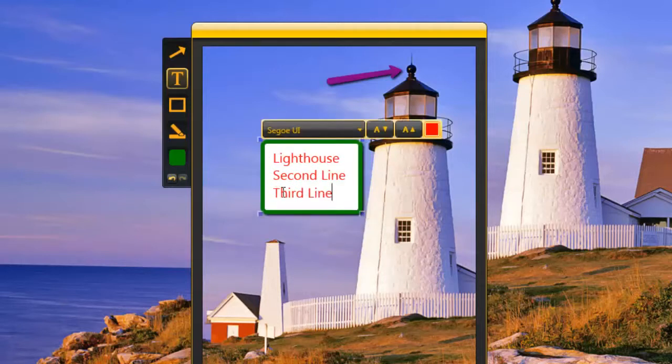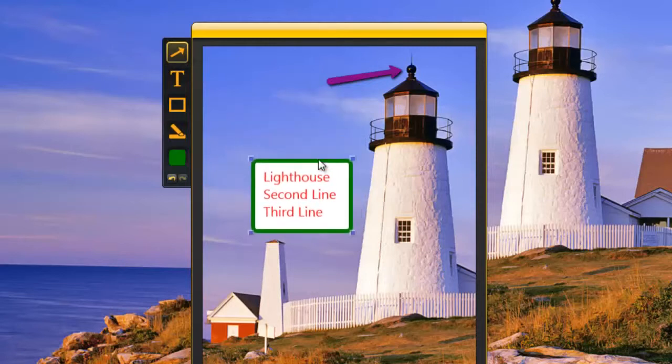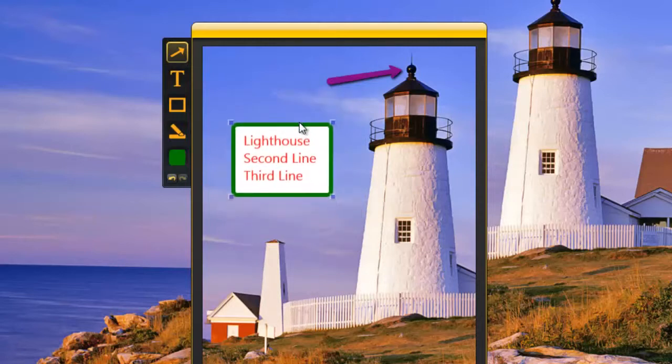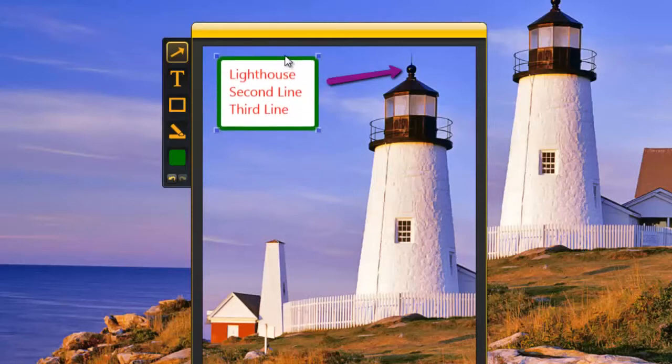But we do have a green box, but notice the default color of the text was red. Well, if we hit the red, we can actually change the color of the text, but for this example, we'll leave it red. Now, if I don't like the position of the box, I can take my arrow tool and move the box around. So let's say we'll put it right here.